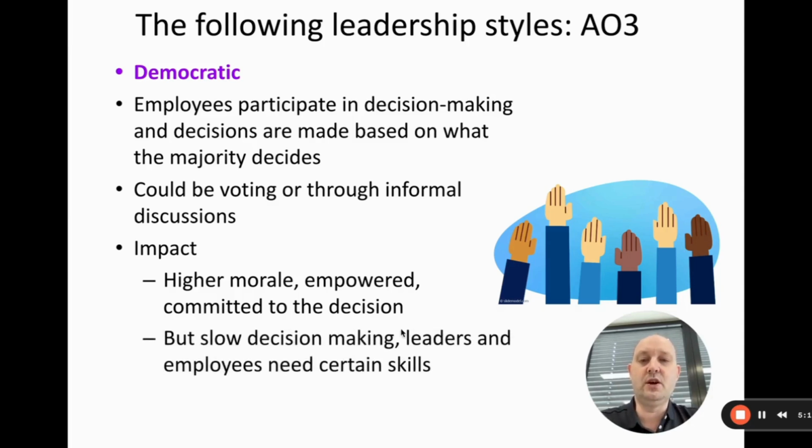One big issue is slow decision making. In contrast to autocratic, where leaders can just make decisions quickly, here we need to go through this process. And it could be quite lengthy because people need to talk, have meetings, etc. Additionally, leaders and employees need certain skills because the leaders will have to be able to listen to everyone, so they'll need good listening skills. Employees, because they're making decisions, will have to have decision-making skills. And so you need a certain type of culture and skills in those situations.